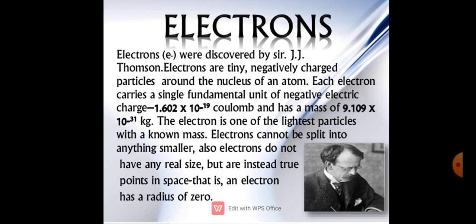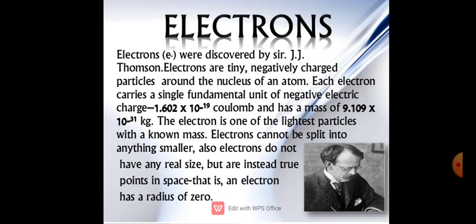Each electron carries a single fundamental unit of negative electrical charge. Each electron has a negative charge of minus 1.602 multiplied by 10 raised to power minus 19 coulomb. Coulomb is the unit of charge. It has a mass of 9.109 multiplied by 10 raised to power minus 31 kg.